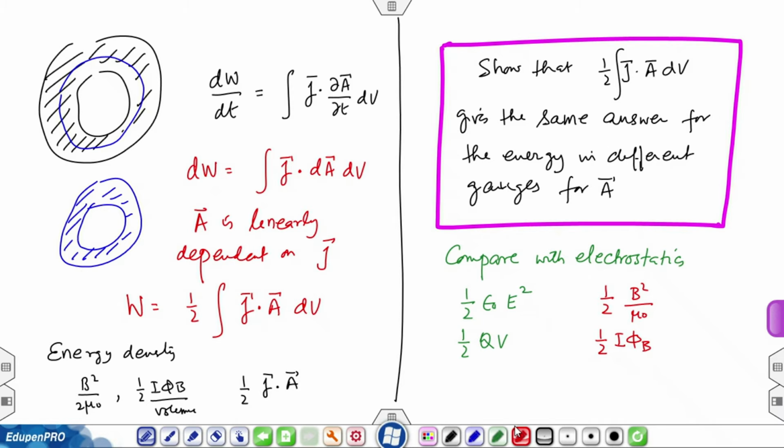Then I also had total energy in electrostatics as 1/2 integral rho(r) V(r) dV. In magnetostatics, I have 1/2 integral J dot A dV. So, you see there is this kind of correspondence between the two. Let us now solve an example using whatever we have done.